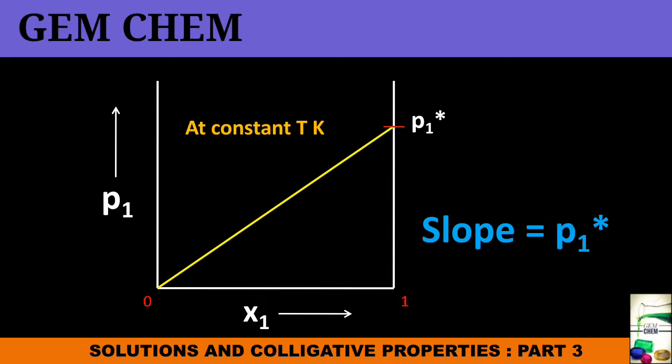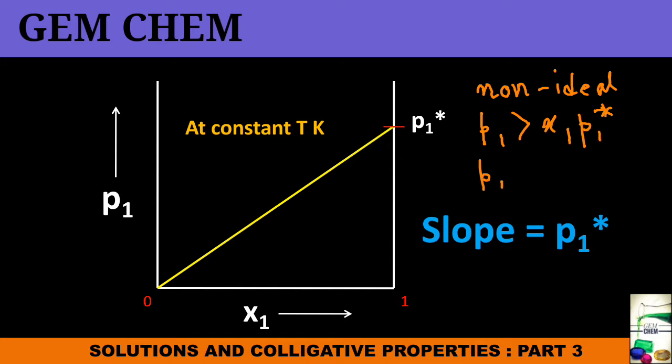This is a straight line passing through the origin with positive slope, and Henry's law and Raoult's law are followed by an ideal solution. When the solution is non-ideal, then P1 is either greater than x1 P1 star or less than x1 P1 star for the non-ideal case, right?